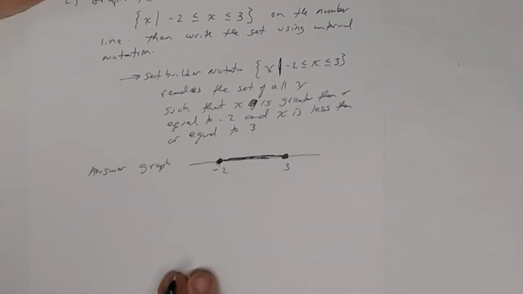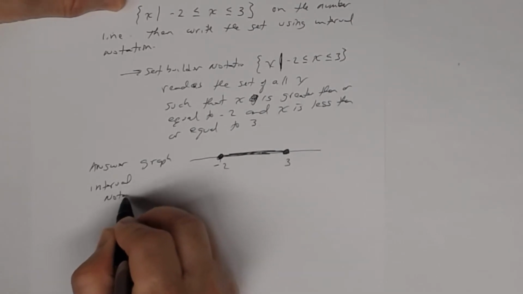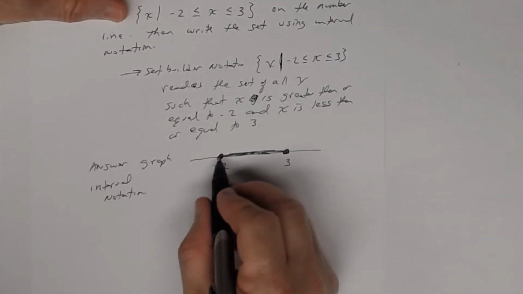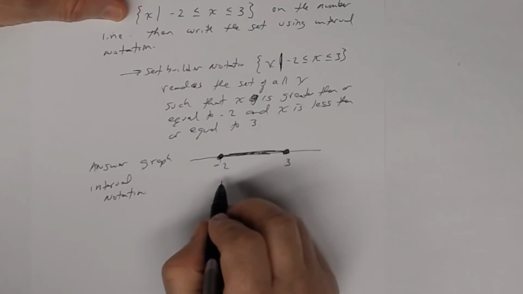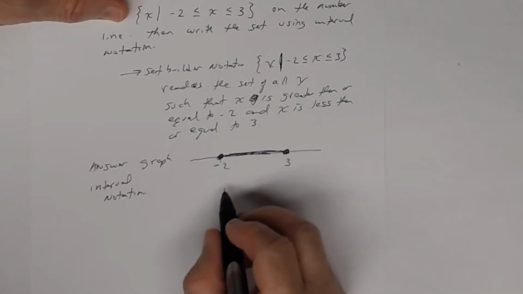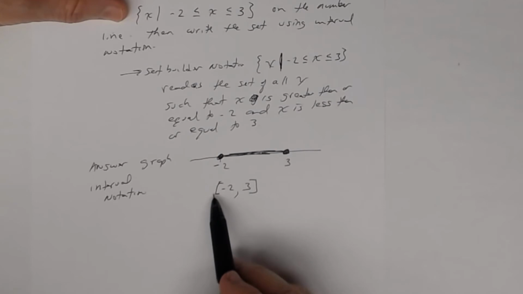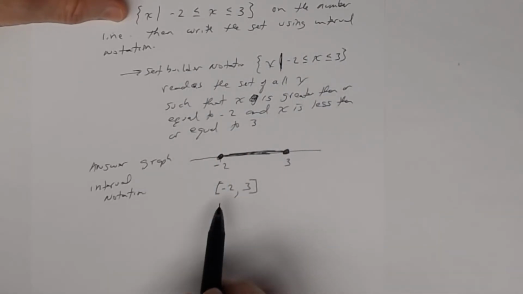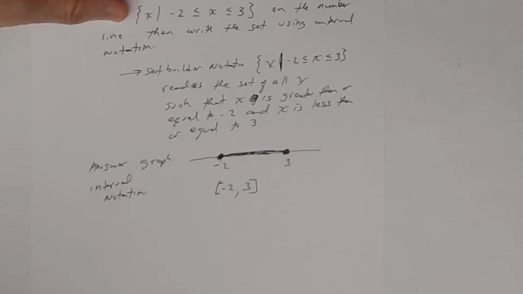Okay, just like that. And then interval notation, that's easy. Once you have the graph, you just go from left to right. So remember, closed circle is bracket, open circle is parentheses. Well, both of those are closed, so you're going to say bracket, -2, comma, all the way to 3 with a bracket. So this interval notation represents this graph, and this set builder notation.